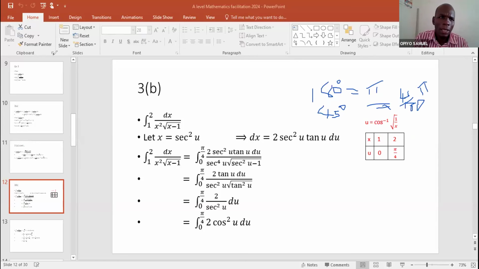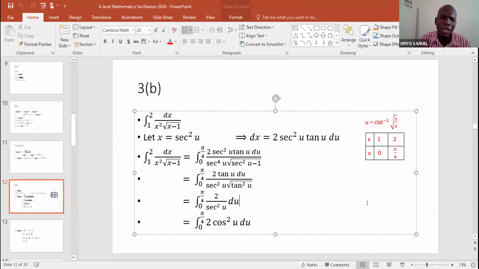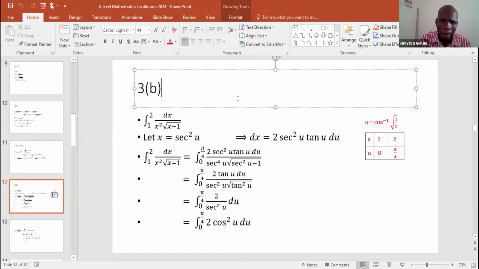So it is always a big concern that when you have this, you must make sure you change the limits. That is the key idea in this case. However, some students first work out until the final answer, then later they bring in the limits. But it's advisable to do it this way. It's going to take you a shorter time.